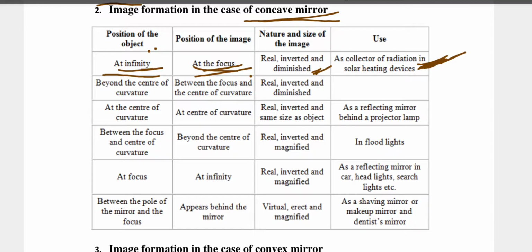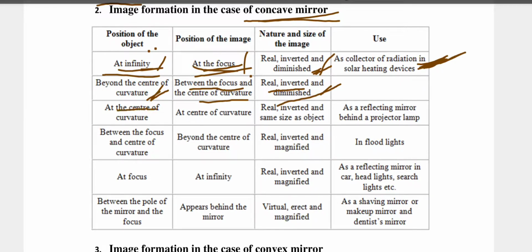Next, we place the object behind the center of curvature. We get the image between focus and center of curvature. The image formed will be real, inverted and diminished. Remember these things, it is very important. When you place the object at infinity, you get the image at focus, real, inverted and diminished. When you place the object behind the center of curvature, the image will be between the focus and center of curvature, real, inverted and diminished.